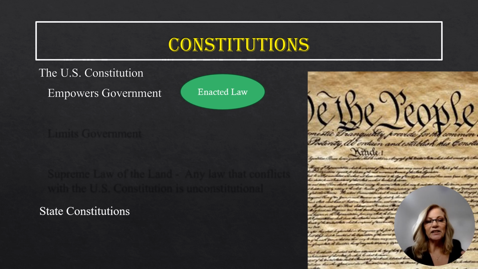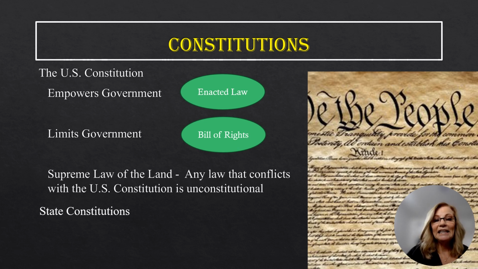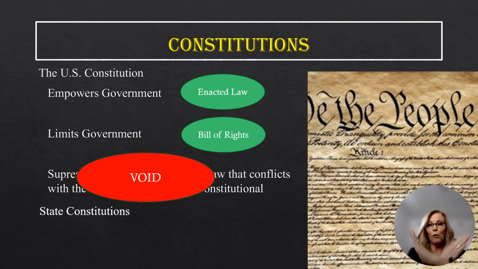Enacted laws are laws that the government makes, but it limits government. We're going to talk about that when we talk about the Bill of Rights. There are certain things that the government cannot legislate. They cannot take away from us our basic freedoms, those that are listed in the Constitution and the Bill of Rights. And that's a limitation on government. And it tells us the Supreme Court is the law of the land. Any law that conflicts with the US Constitution is unconstitutional and what? Void. Nada. Never existed, right?